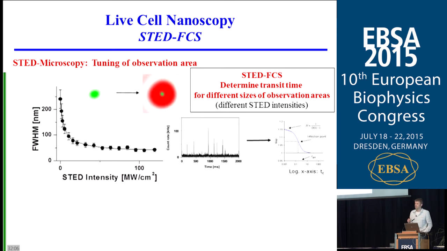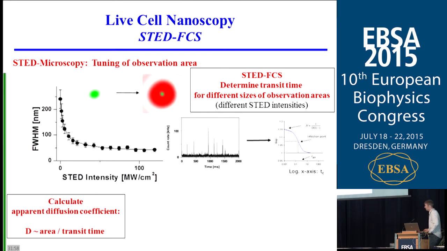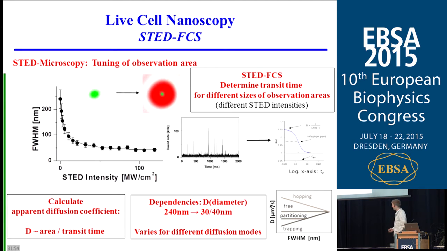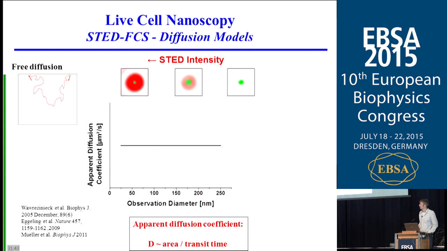at different STED intensities, so for different sizes of our observation spot. And we determine the transit time for each of these measurements. Then we calculate the apparent diffusion coefficient and plot the dependency of this apparent diffusion coefficient on the diameter of our observation spot. And this dependency varies for different diffusion modes. Let me guide you through that.